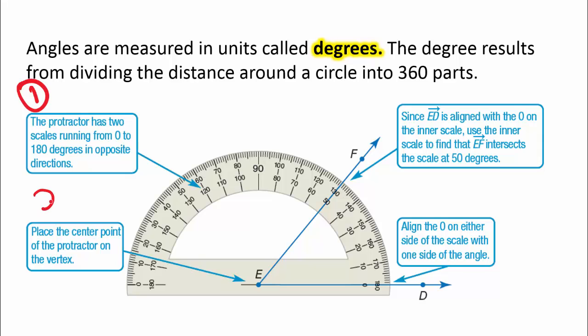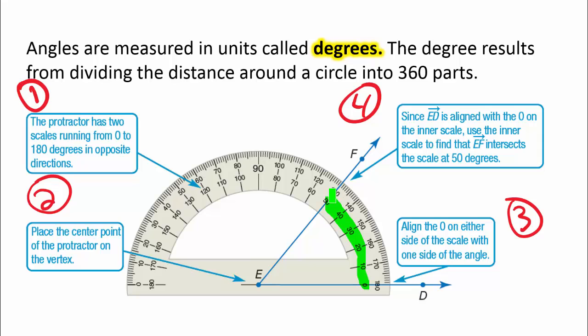Next, you want to remember to place your vertex on the center point of your protractor. Third, you want to align one of your sides, so one of your rays, to the 0 on either side of your protractor. So if you see ED is aligned with the 0 on the right side of the protractor. And lastly, since ED is aligned with that 0, you want to use the inner scale, the numbers on the inside, to count the number of degrees.